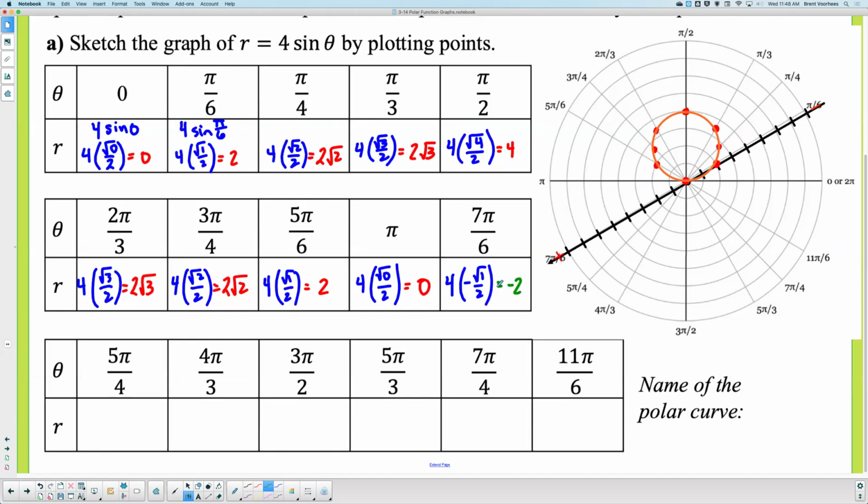Here's my question. What do you do with a negative value when you graph polar? You go away from the angle. So instead of moving towards 7 pi over 6, it goes 2 away. And what do you notice about this point? It overlaps. What do you think is going to happen at every single value as we continue on? They'll just keep overlapping.